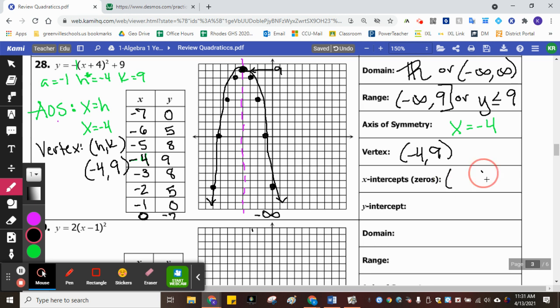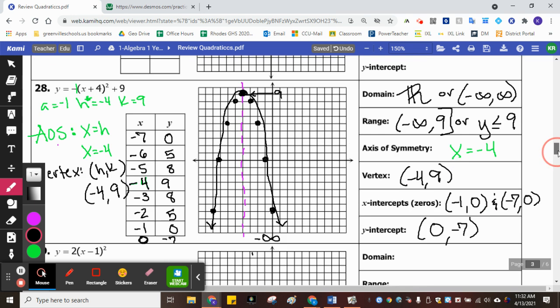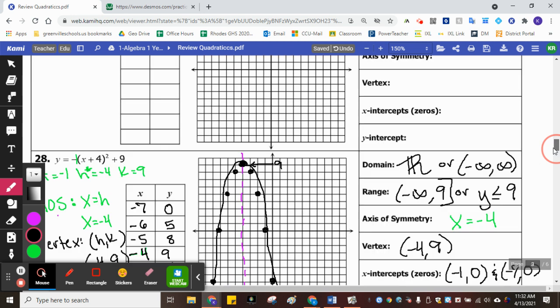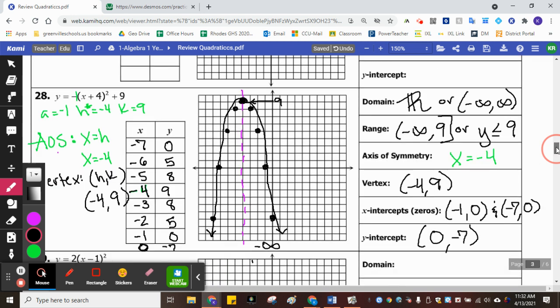X-intercepts, where you cross or touch the x-axis: -1, 0, 7, 0, -7, 0. And y-intercept, 0, -7. Okay, I'm trying to keep this video short, so those are the only two I'm going to do. If you have any questions, let me know and I can do more.